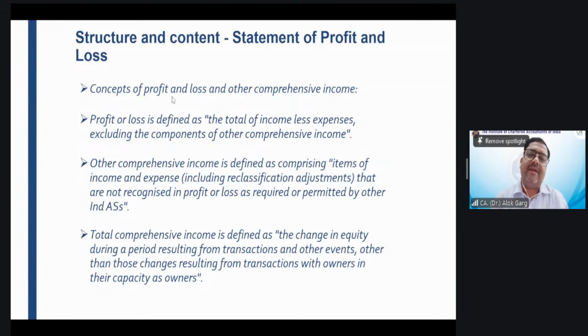Okay. Right. Now let's come to the statement of profit and loss. Now let's discuss statement of profit and loss. What is this statement of profit and loss? Let me discuss with all of you with the help of a real life example.